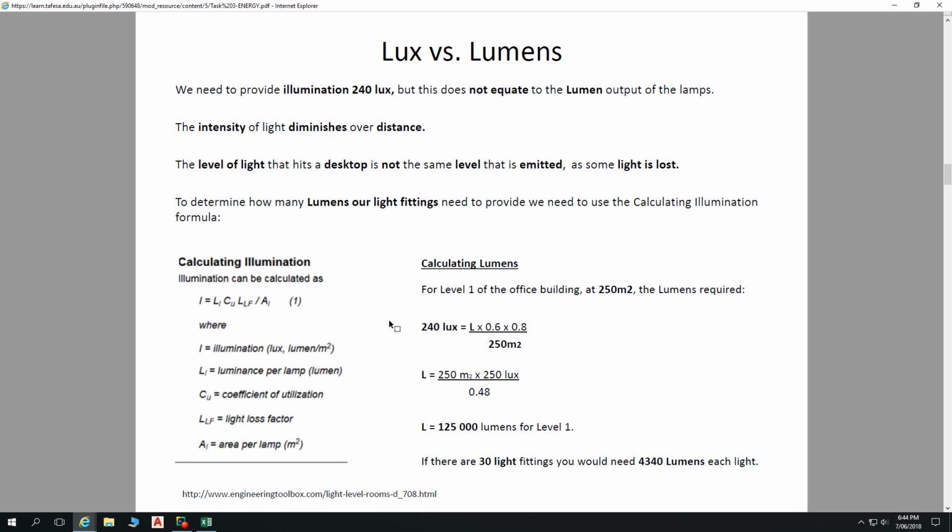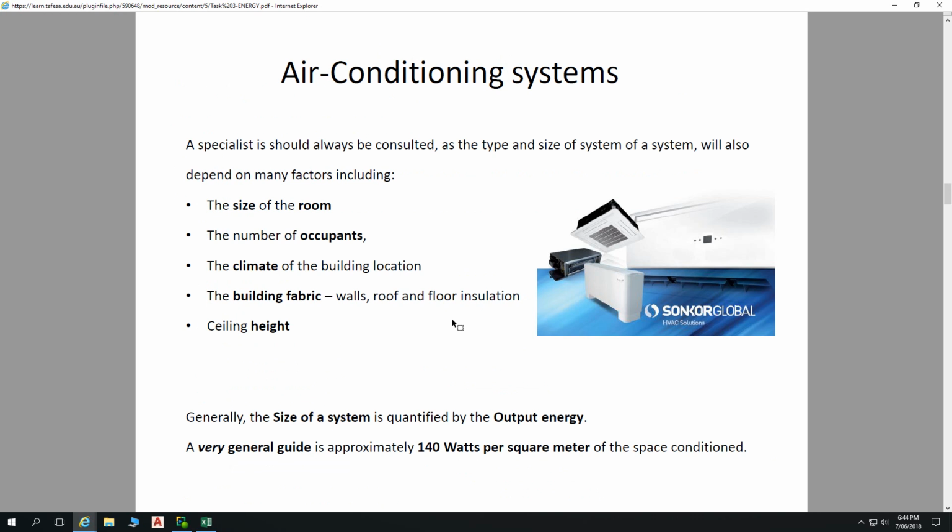So we need to work through that calculation. With air conditioning systems, typically it gets far more complicated, and you typically employ an air conditioning designer to do your air conditioning design. Within this, just to cover the concept and include the concept in the energy calculation, it's been made very simple.